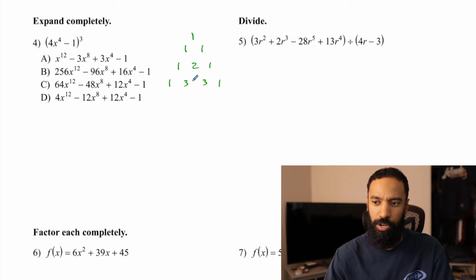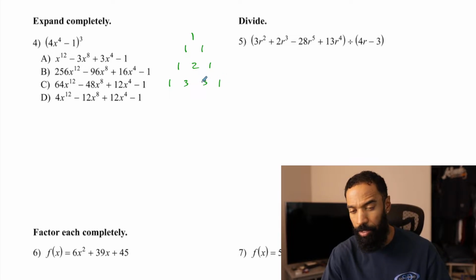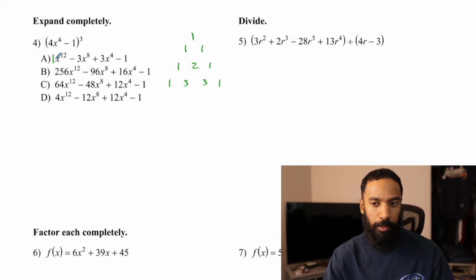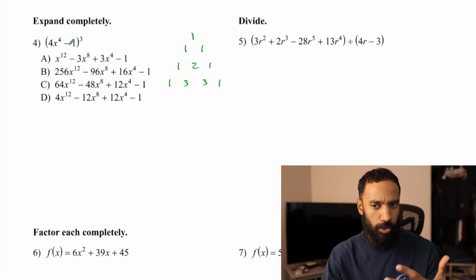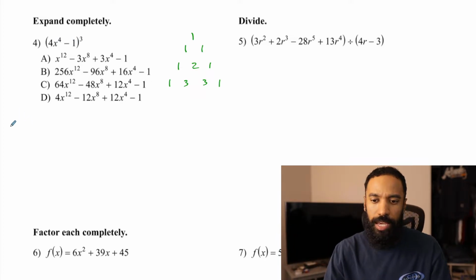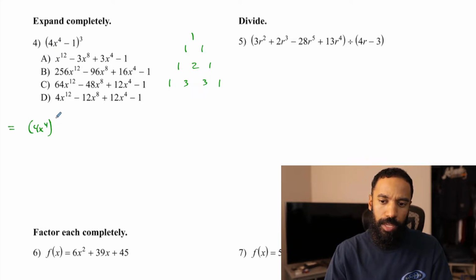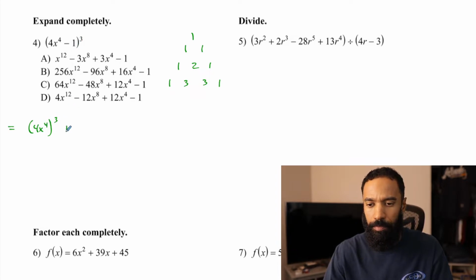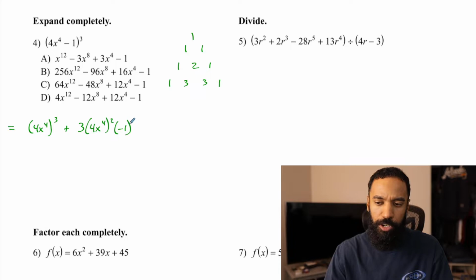In your 4 terms, these are your 4 coefficients that multiply. I shouldn't say that appear, because otherwise you'll think this is the answer here. But the 4 numbers that multiply by the values that you get when you raise this to a power and this to a power that add to degree 3. So the idea here is you're going to take 1 and multiply by 4x to the 4th cubed times negative 1 to the 0. So it's just 4x to the 4th cubed. Then you're going to add 3 by 4x to the 4th squared, and then the negative 1 will be to the first power.